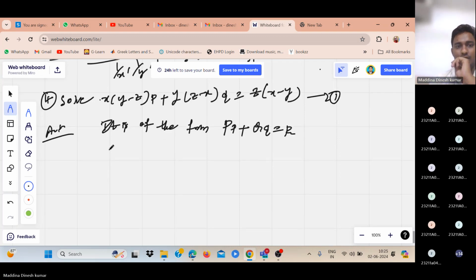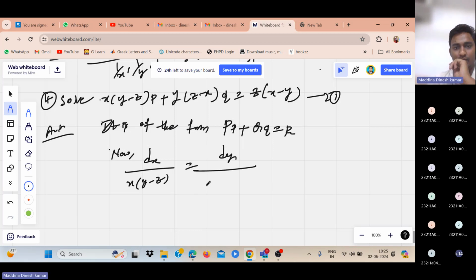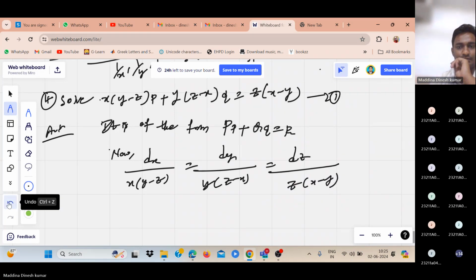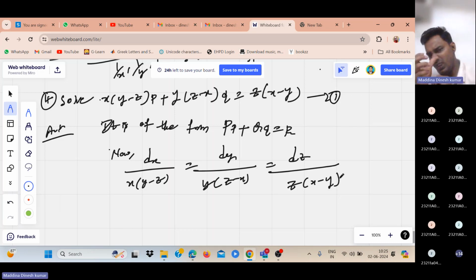So now dx by capital P, that means x into y minus z, equal to dy by y into z minus x, equal to dz by z into x minus y. If you observe clearly, by equating any two fractions we can't solve it. Then you have to go for the method of multipliers. We have to choose the multipliers.